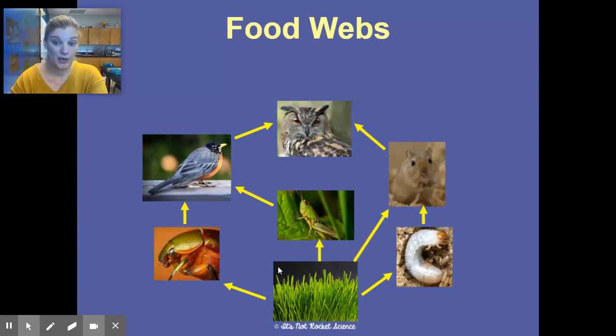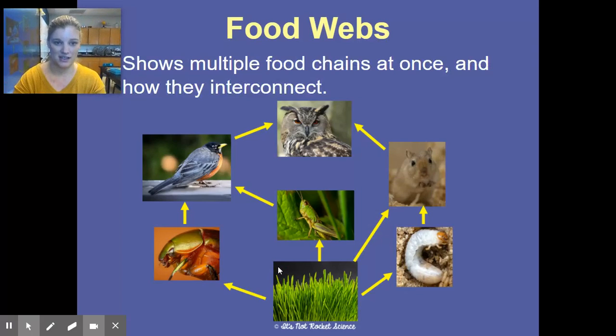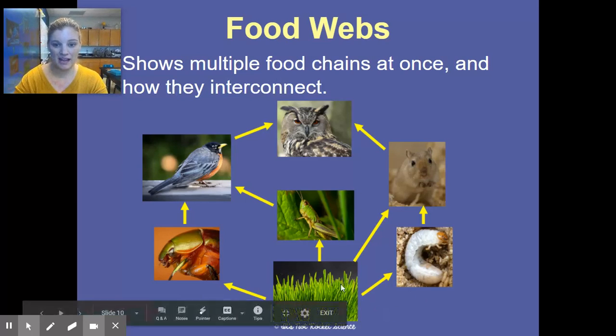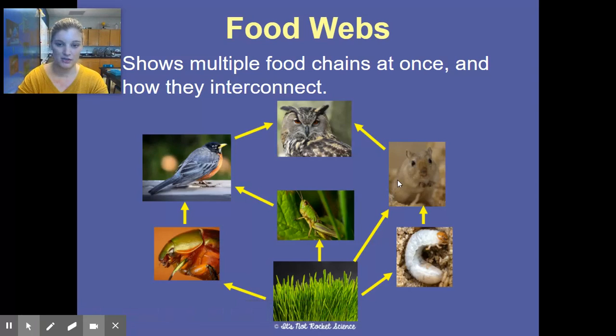Now, when we get to food webs, though, it shows how complex everything is and how we fit everything together. So this is showing multiple food chains at once. So we had our food chain of the grass to the grasshopper, and this one isn't even connecting the grasshopper to the mouse to the owl. That was the one food chain that we were following.